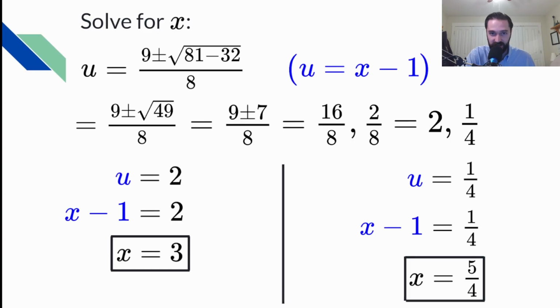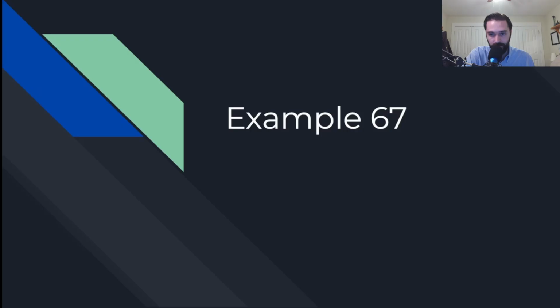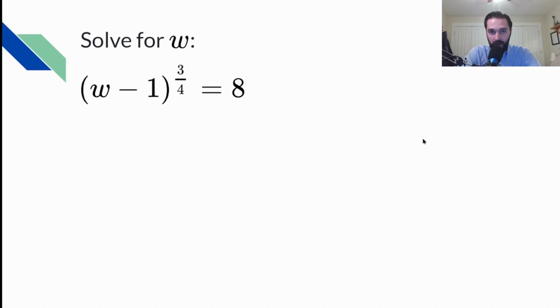Let's move on to the next example. All right, example 67. Here we go. Here we're asked to solve for w. We have w minus 1, whole thing to the 3/4 power equals 8.